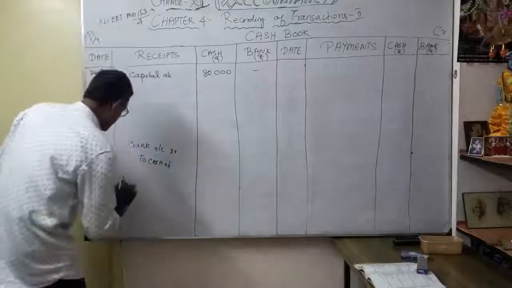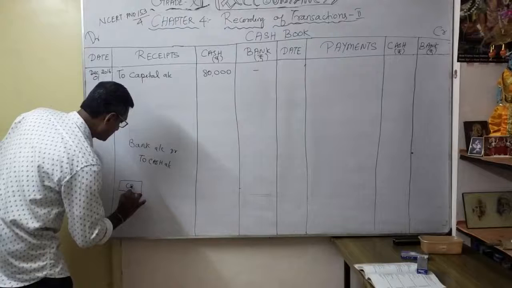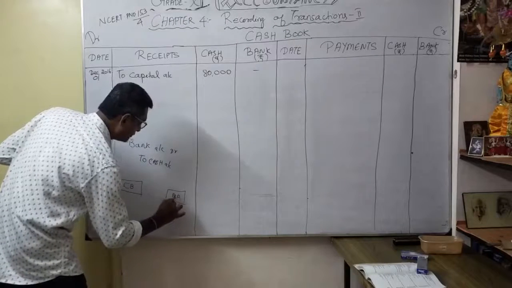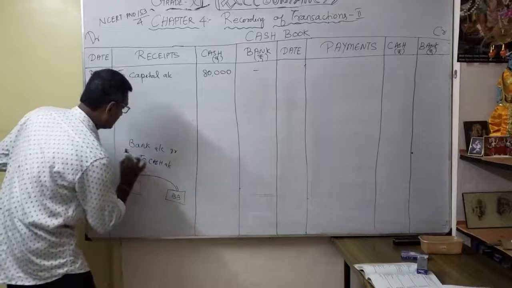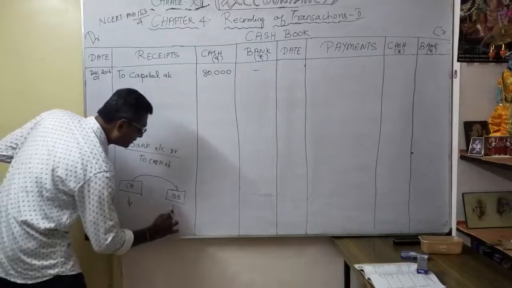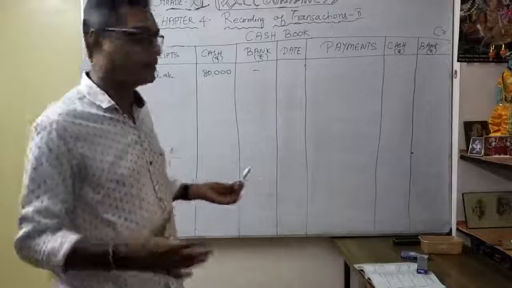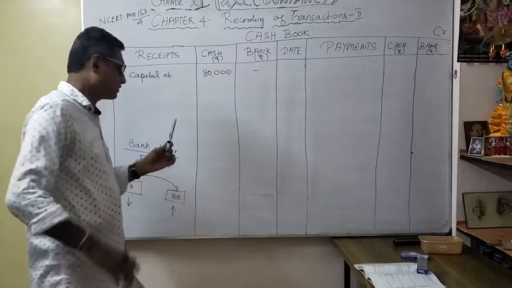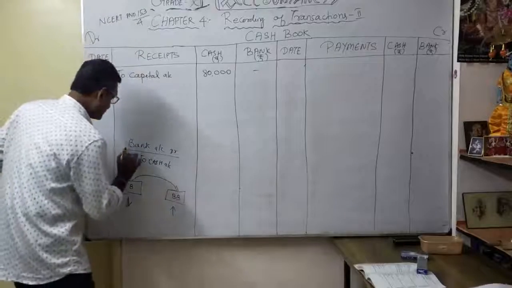So let's see here. This is the cash box. This is the bank box. So what will happen? You deposit into bank. Okay, so the cash is reducing, the bank balance is increasing. Understood? So this is the concept. So what is the entry for that? Bank account debit to cash account. So whenever cash is deposited to bank, this is the debit part.